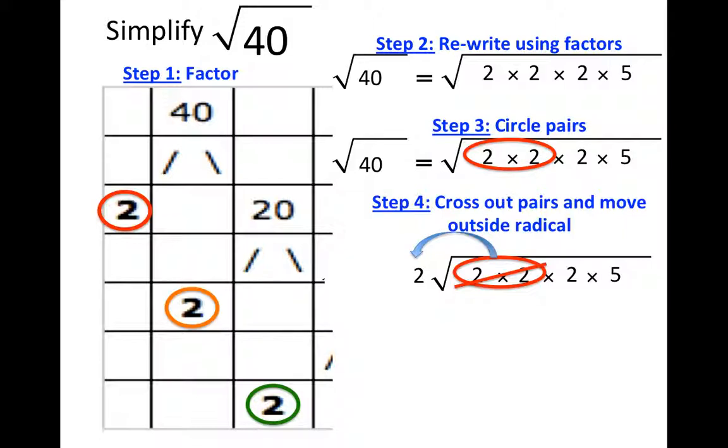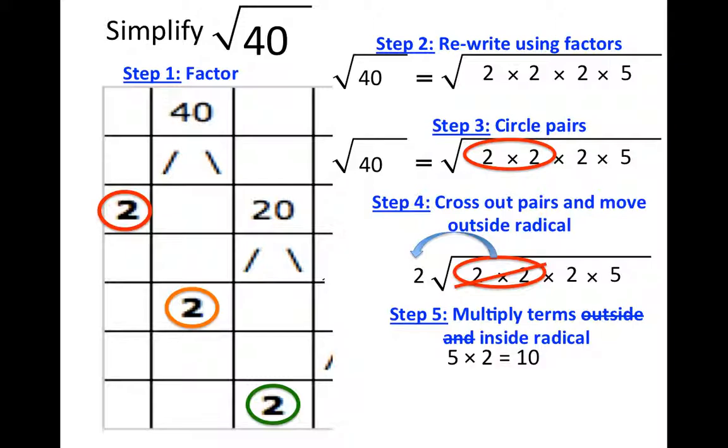Now there are no other pairs there, so the final thing I do is multiply the terms both inside and outside. In this case, there are no terms outside, it's just 2. I multiply 2 times 5 and I get 10. So my answer is going to be on the outside 2, and under the root is 2 times 5, or 10. So my answer is going to be 2 root 10. Root 40 simplified is 2 root 10.